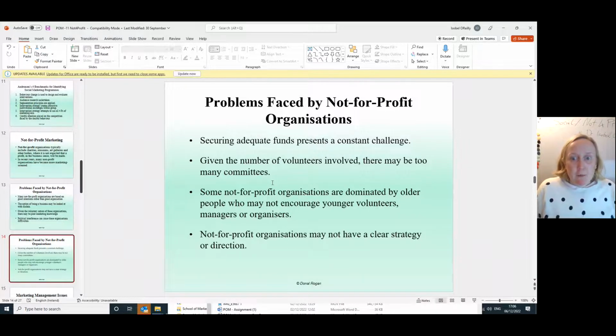And then finally, not-for-profit organizations, they may not have a clear strategy or direction. So as you can see, some of these points are interlinked. So they don't have a clear strategy because they don't have business savvy, they don't have probably business expertise and marketing expertise to pull on.